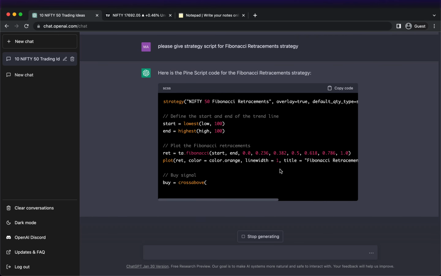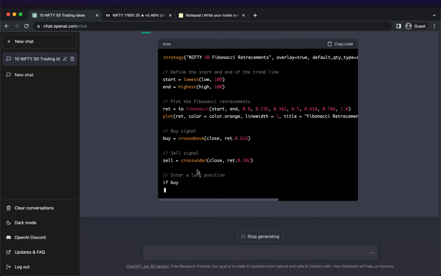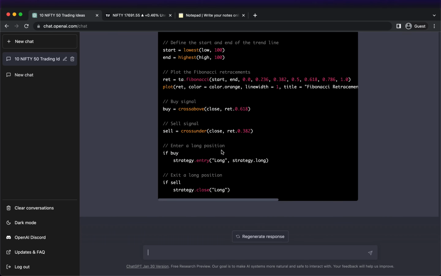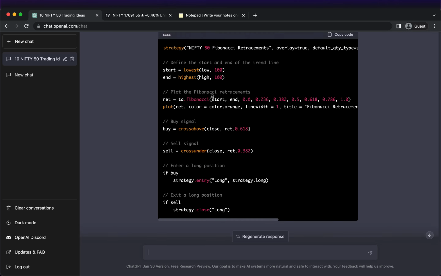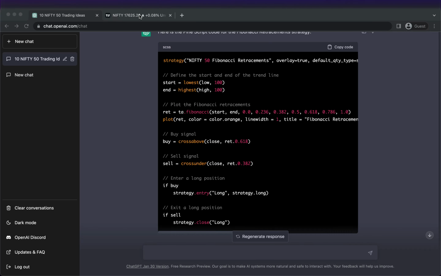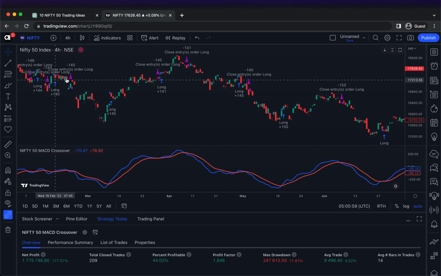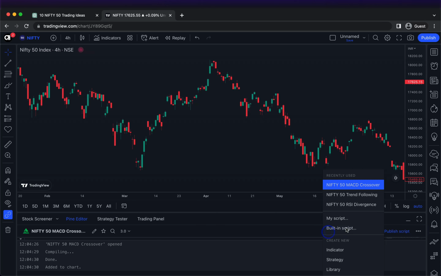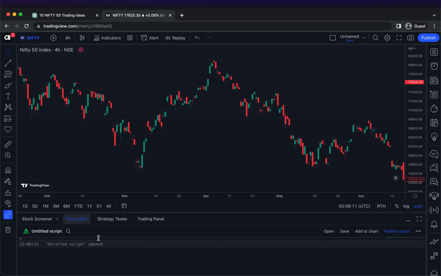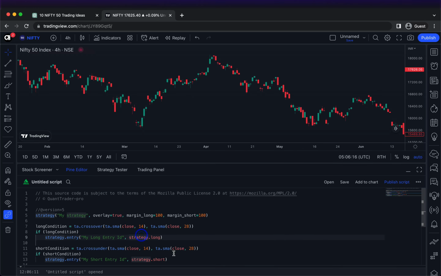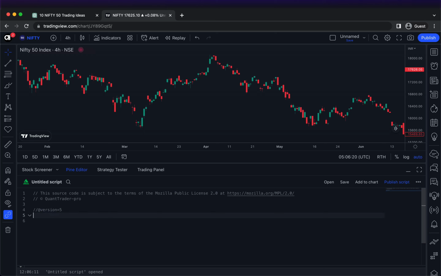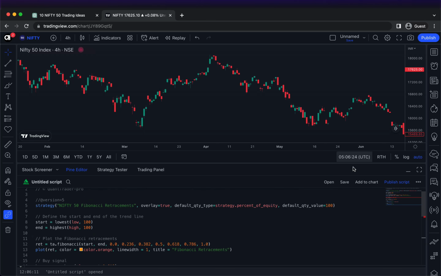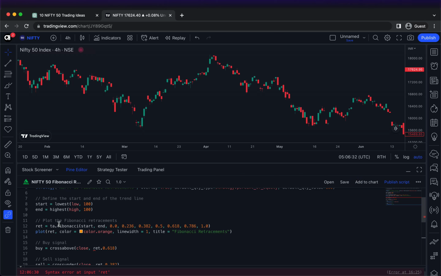Retracement. So how Fibonacci levels are working. Fibonacci is like a golden standard thing. It defines levels. So let me show you later on TradingView. So let's remove everything. Let's create one more indicator, and let's put in the code which ChatGPT gave us. Let's save it.